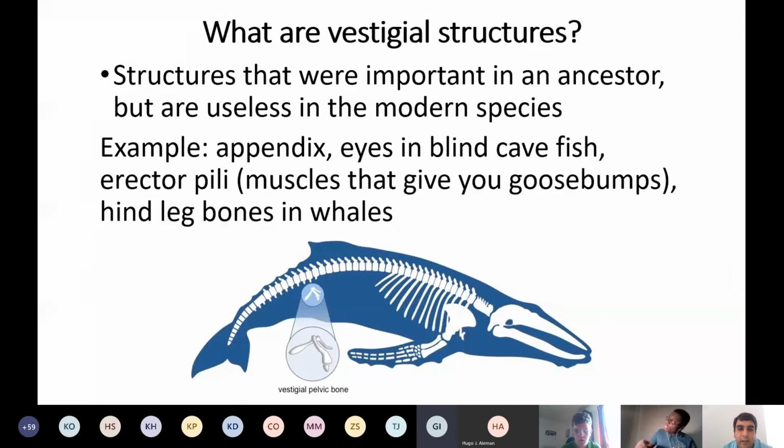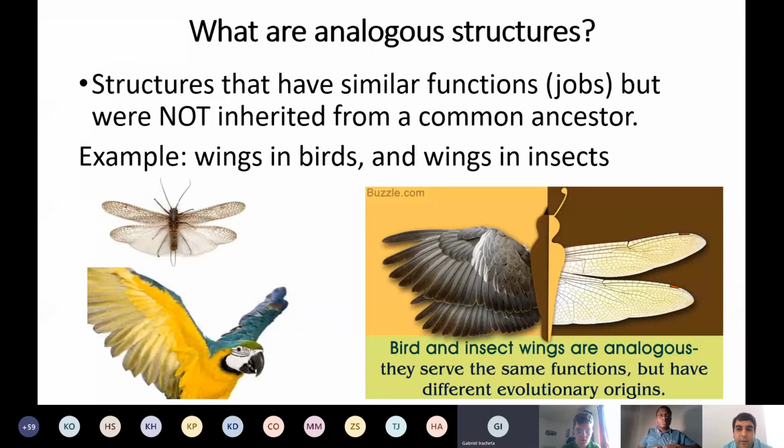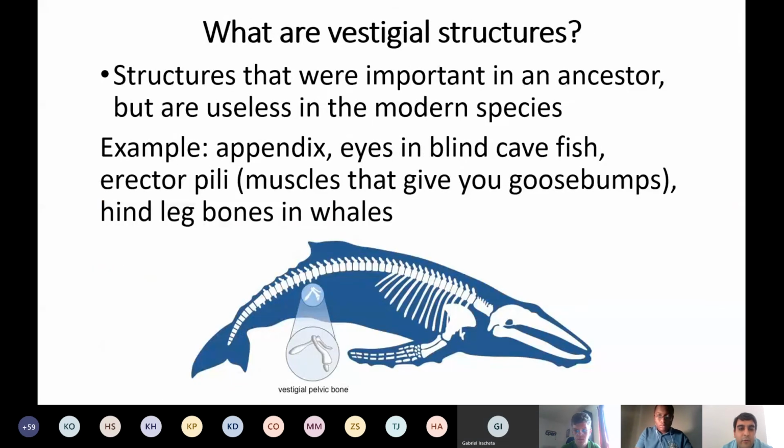And then finally, we talked about antennas. What are antennas for in an insect? They help them sense their environment, and I think to communicate. And then finally, vestigial structures we talk about a lot. Those are things that don't have a function anymore. Like this pelvic bone in the whale didn't do anything. They don't have legs anymore. A long time ago, their ancestors did, but current whales don't.